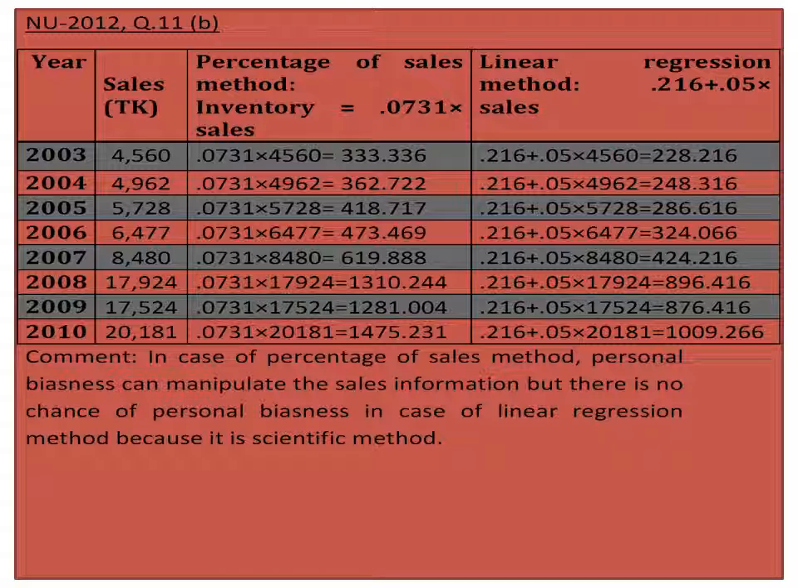So here we can comment, in case of percentage of sales method, personal biasness can manipulate the sales information, but there is no chance of personal biasness in case of linear regression method because it is a scientific method.